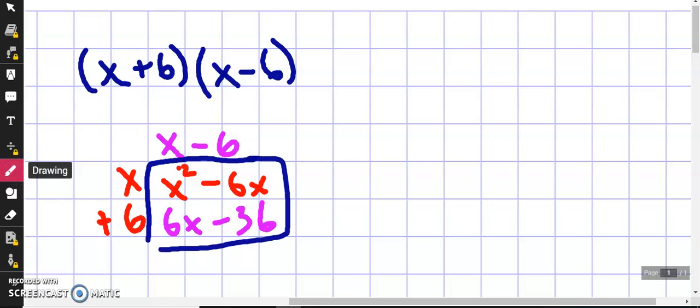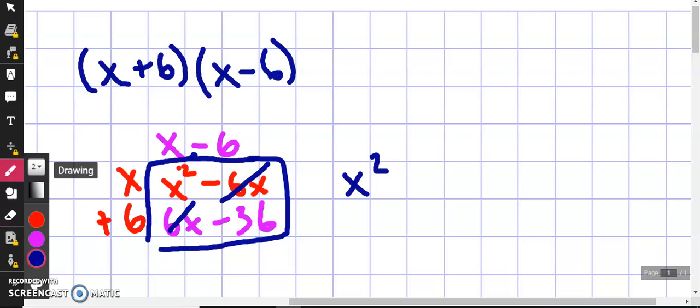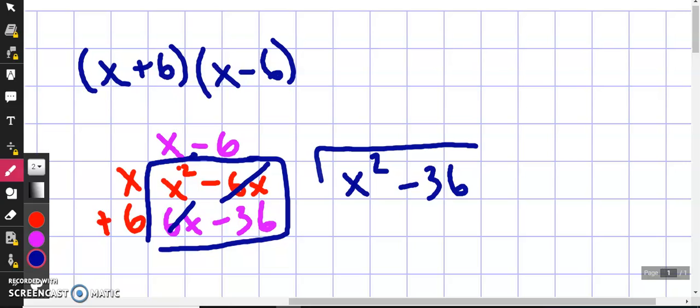To get my final answer, my x squared is the only x squared inside the brackets. The negative 6x and positive 6x add to 0, so those cancel out. And then the negative 36 is by itself because there are no other terms that are only constants.